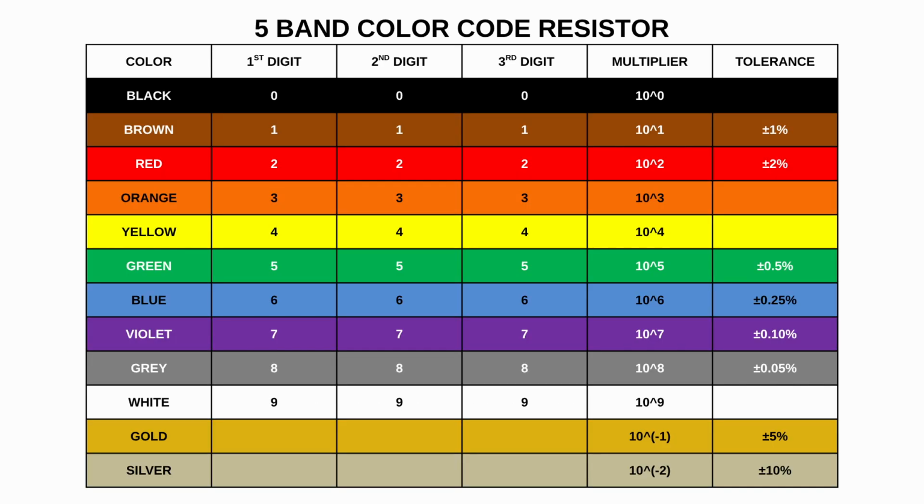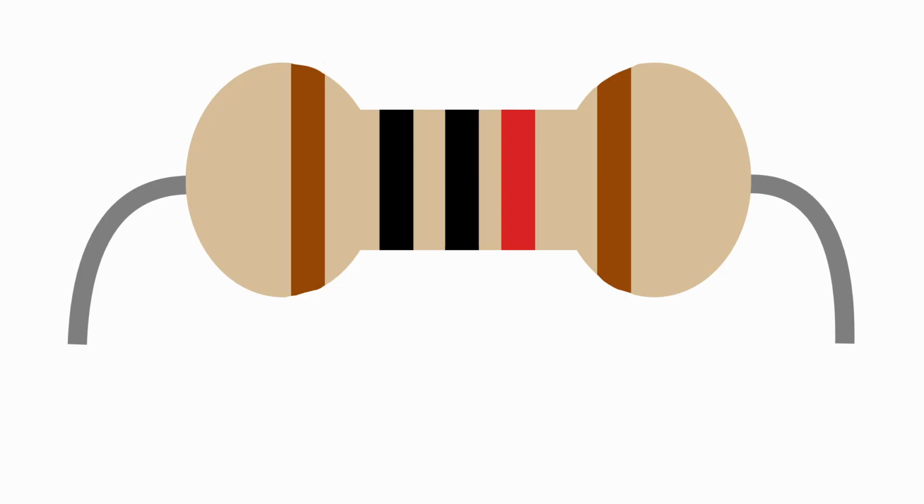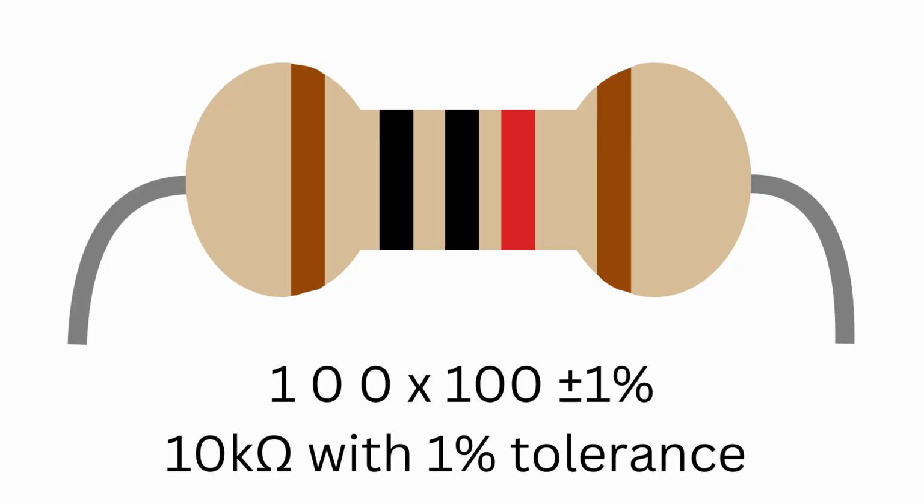Now the 5-band resistors. First band, first digit, second band, second digit, third band, third digit, fourth band, the multiplier, and the fifth band, tolerance. For example, a resistor with brown, black, black, red, brown means 100 times 100 with a tolerance of 1%. This is a 10k ohm resistor, or 10,000 ohm resistor, with 1% tolerance.